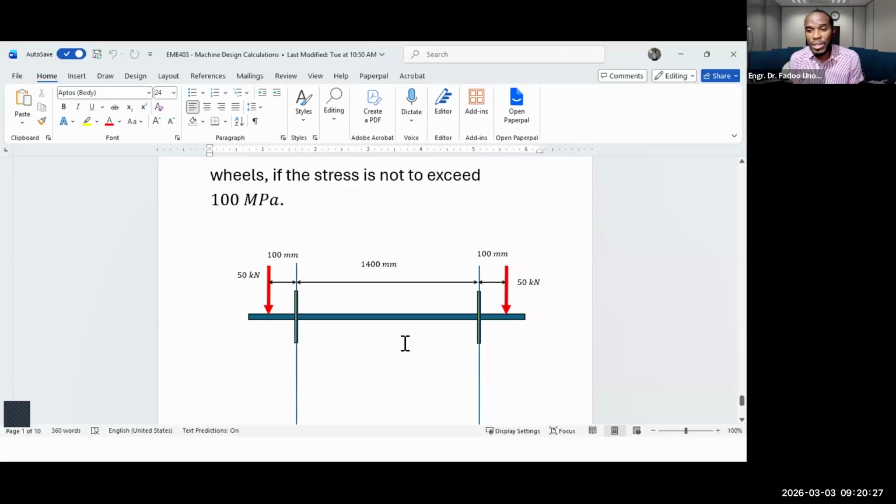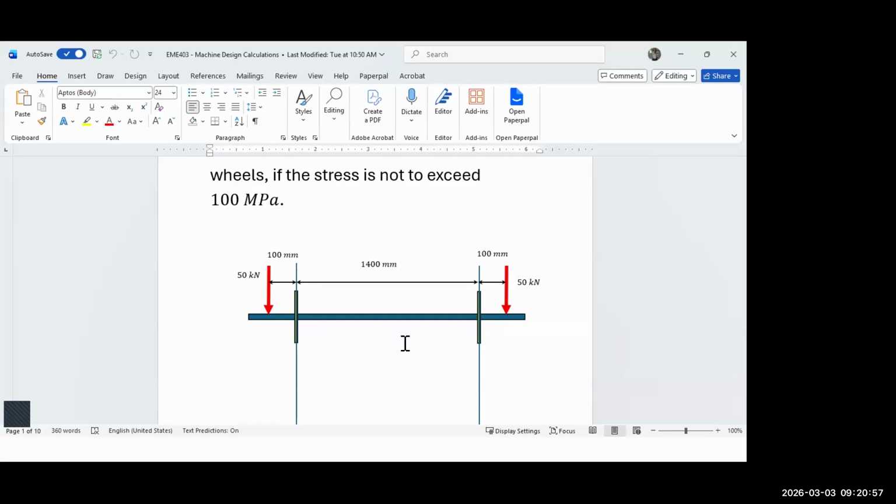Now, when you're drawing the free body diagram, you must take into cognizance all the loads that are acting on your body or subsystem, as the case may be, so that your calculation will not predict a wrong thing. If you use only some of the forces without taking into cognizance all the forces, then there will be a problem.